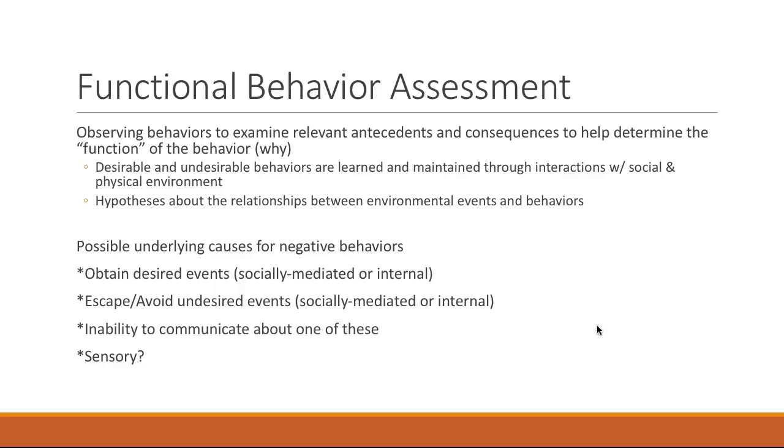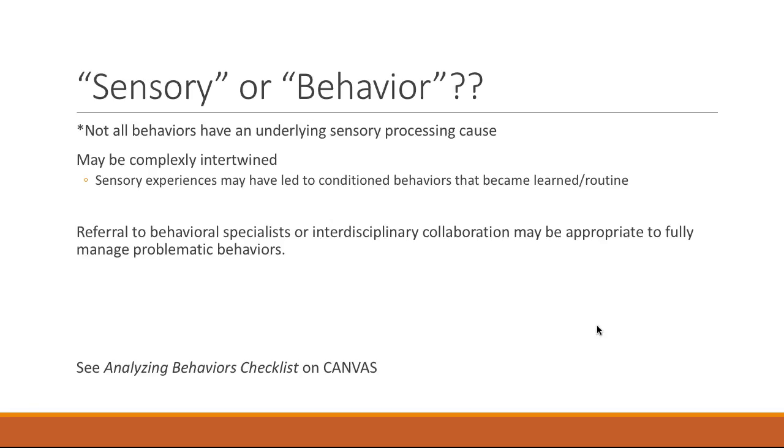There are many possible causes for the negative behaviors we observe in the children we work with, including obtaining desired events, or escaping or avoiding undesired events, or having an inability to communicate. Also, some antecedents may be related to some sort of sensory issue. But how do we as therapists tell if a child's observable reaction or behavior is truly due to a sensory processing issue and is not just purely a behavior?